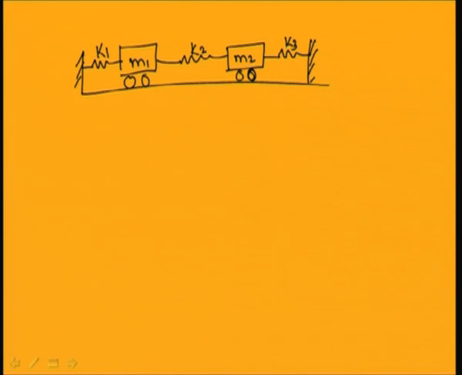So, I can write the equation of motion by taking a physical coordinate system from a reference coordinate system, or I can take a generalized coordinate system. Let me take a generalized coordinate system. Let x1 and x2 be the generalized coordinates. These x1 and x2 are the coordinates I have taken from the equilibrium positions of mass m1 and mass m2 respectively.